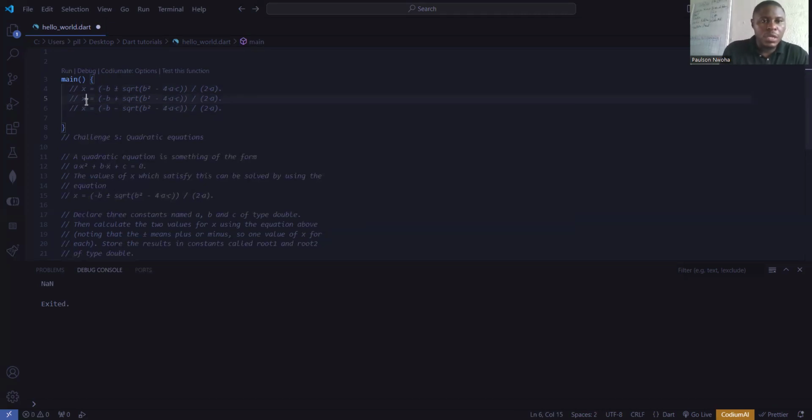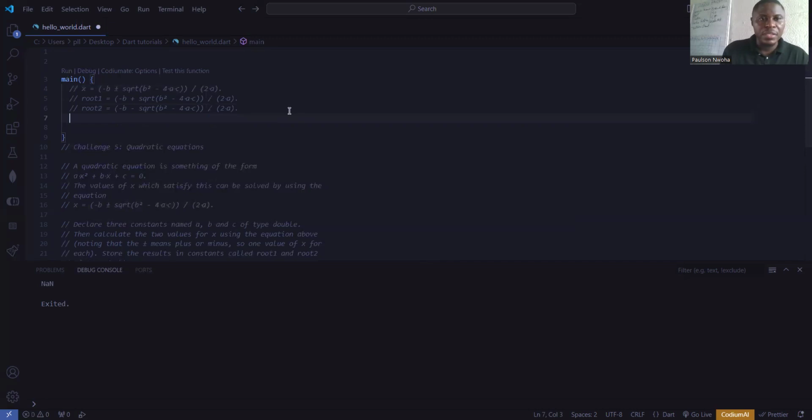Okay, so I will say root 1, root 2, sorry, root 2. Now, let's declare our variables to start solving the equation. We are going to get 2 values for x here. Oh, sorry about this. We are going to get 2 values for the value of s here.